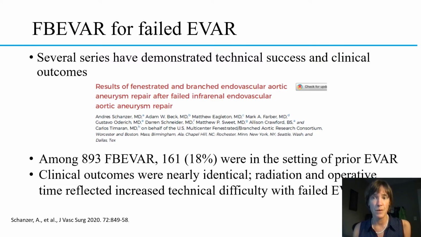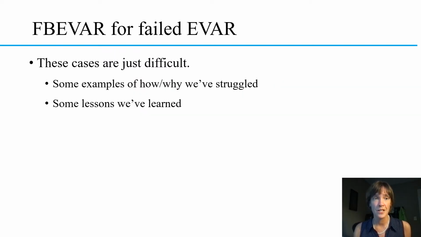Several series have documented the feasibility of FBEVAR for failed EVAR. In this publication from the U.S. Aortic Research Consortium, among 893 FBEVAR, 18% were performed for failed EVAR. Clinical outcomes, including freedom from type 1 or 3 endoleak, freedom from reintervention, and target artery instability, were not different between groups. There were differences noted, however, in measures of technical difficulty such as dose area product and case duration, and this is absolutely consistent with my experience. These cases are just difficult.